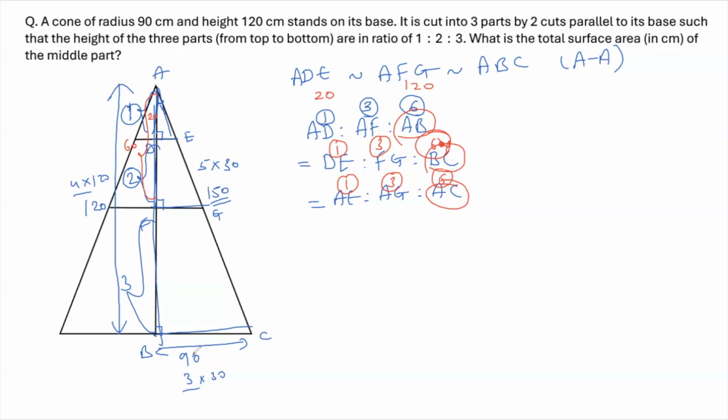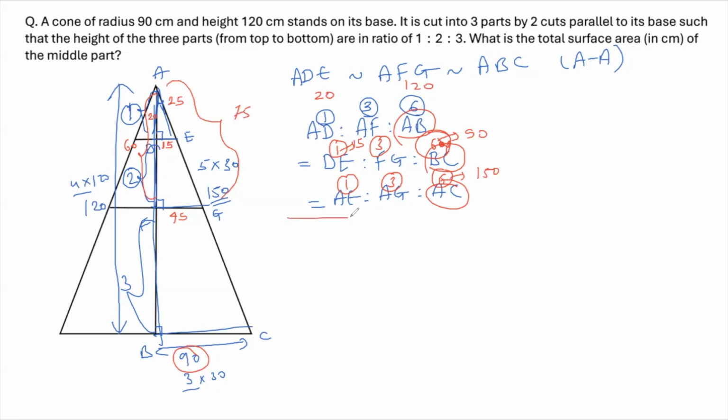Similarly, if BC is the radius, BC we know is 90. 6 corresponds to 90. That means 1 corresponds to 15, the radius of the smallest cone here. So DE is 15 and FG is thrice, so FG is 45. And same thing we can say for the slant heights also, guys. AC corresponds to 150. So 6 corresponds to 150, 1 corresponds to 25. AE is 25. AG will be thrice and AG is nothing but 75. And AC we already know is 150.